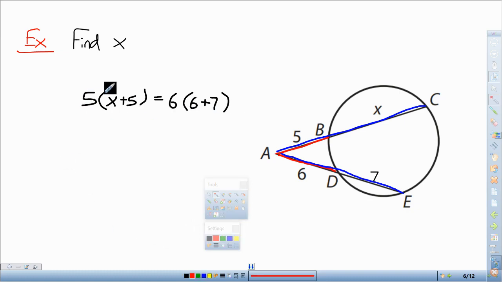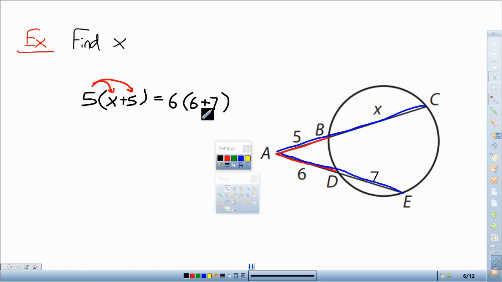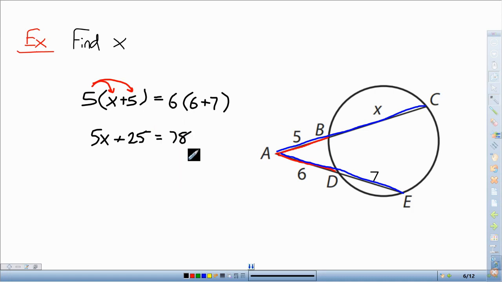That's the hard part. From here, it's pretty simple algebra. So I'm going to distribute my 5 into the parentheses. I'm also going to combine my 6 and the 7. So 5 times x is 5x. 5 times 5 is 25. Okay, over on the right, 6 plus 7 is 13. And if we want to just do this all together, 13 times 6 is going to give me 78. So let's do those two steps together just to save us an extra step.